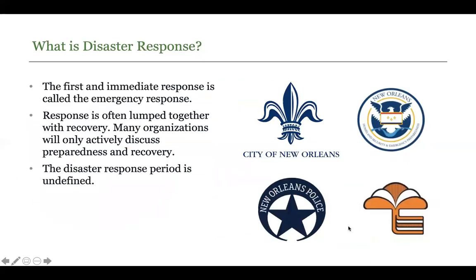So when we're talking about disaster response, I think it's important for me to acknowledge that these are the entities, and hopefully you're familiar with them. I imagine you're familiar with the city of New Orleans, but these are the entities that we're really looking at when it concerns proper and well-infrastructured response. Because again, we're talking about a period in which the event is possibly still occurring, could be ongoing.